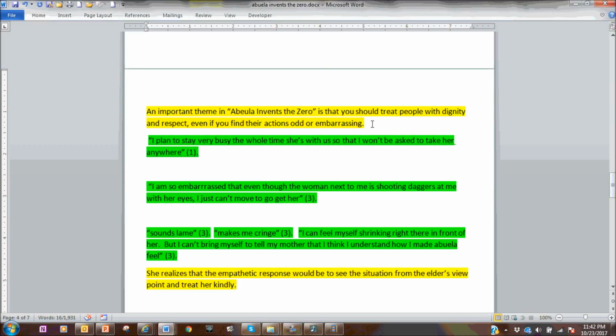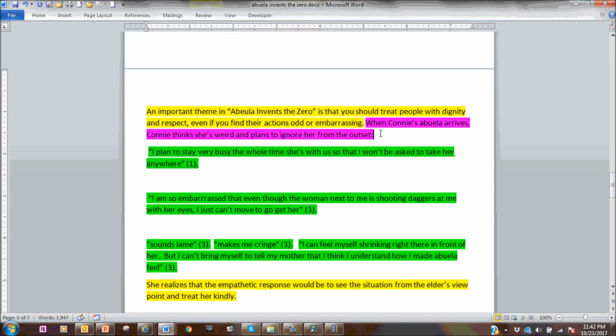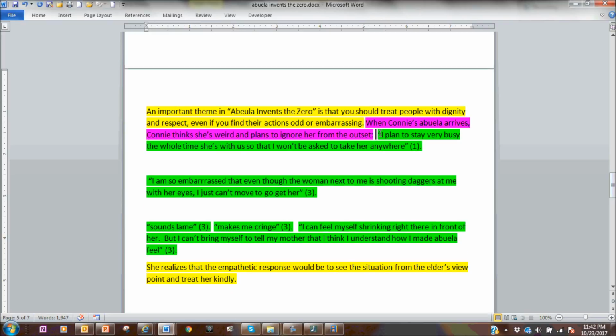So I'm going to add a sentence in here. When Connie's abuela arrives, Connie thinks she's weird and plans to ignore her from the outset. Because that's a full sentence, and I'm going to add a full sentence quotation, I can put a colon between the two, and those flow together pretty nicely. When Connie's abuela arrives, Connie thinks she's weird and plans to ignore her from the outset: I plan to stay very busy the whole time she's with us, so I won't be asked to take her anywhere. Then, now I need to analyze the quote.